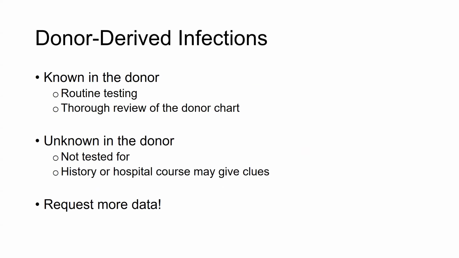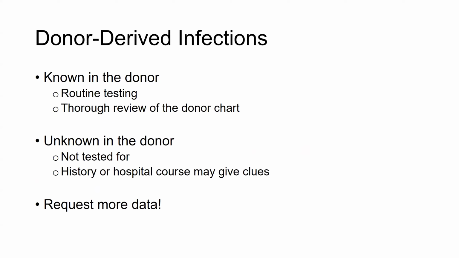In terms of donor-derived infections, right, when I take these organ offers as a surgeon, I think about two things. One, what is known in this donor, right? So a lot of it we know from routine testing, as you saw a minute ago, the serologies. And then some other things are usually found out from a thorough review of the donor chart, right? So you would find that if there's an X-ray, there may be TB on it, or there are donor cultures that were drawn and resulted and entered into the donor chart.